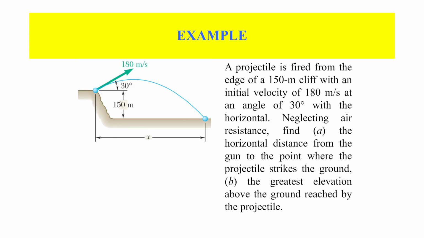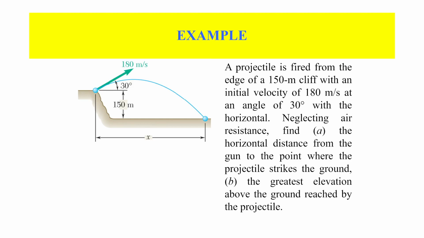Projectile motion. As we know, projectile motion is one type of curvilinear motion. When we have a projectile motion, we can resolve it into two components along the x and y direction, and the motion for each component is independent of the other component. Let's look at this example.